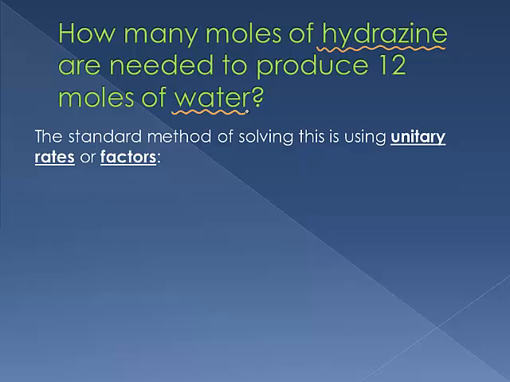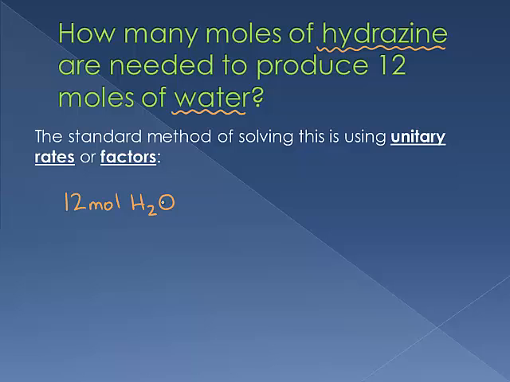So, using the standard way of solving using unitary rates or factors, we always start with the number we're given in the question. In this case, we're given 12 moles. And for stoichiometry, you have to identify the chemical that you're given in the question. So in this case, water. That's important because, although we kind of glossed over it last time, when we look at stoichiometry, it's important to keep in mind that your units actually have 2 parts. They have the unit, so the mole or the gram or the second or the liter, and they also have the identity of the chemical you're talking about.